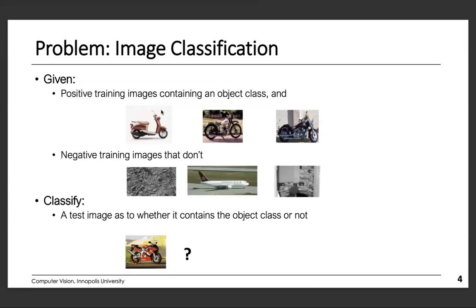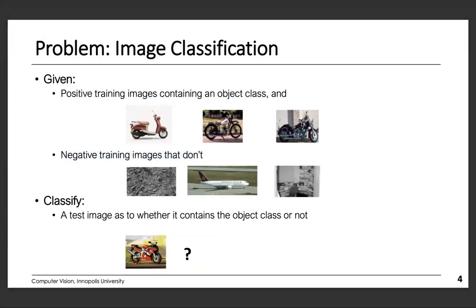So our goal in this task is to perform image classification, as we have discussed, right? So you're given a set of images which are positive, images that contain the class or the object that you're looking for. So in this case, for example, a motorcycle. And some negative training images that just don't contain the object that you're looking for, right?